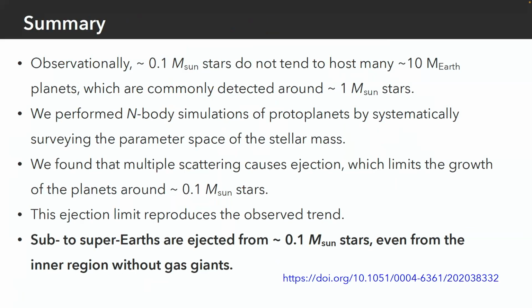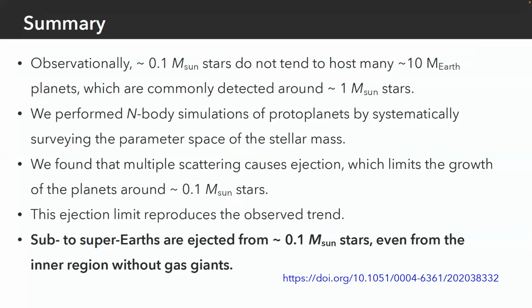This is the summary slide. The observation is that 0.1 solar mass stars do not tend to host many super-Earths, but they are commonly detected around 1 solar mass stars. We performed N-body simulations, systematically surveying the parameter of stellar mass, and found that multiple scattering events are important, followed by ejection, which limits the growth, and ejection reproduces the observational trend well.